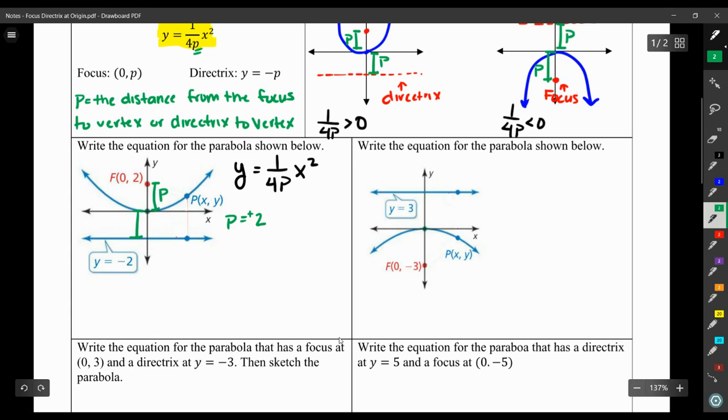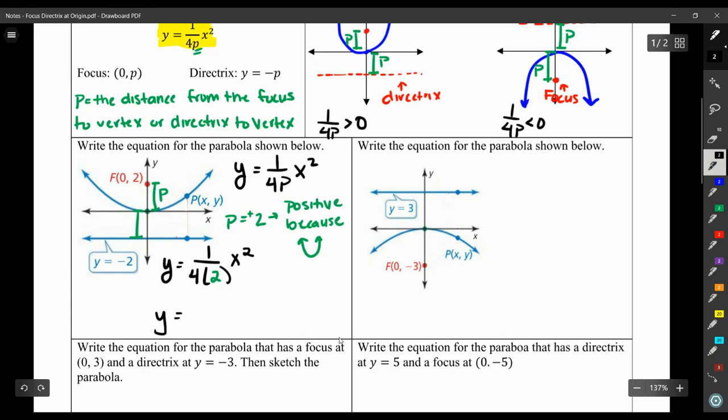Now, it is a positive 2, and the reason why it's positive is because the parabola is opening upwards, which is what makes the p-value positive. If the parabola was opening down, it would be a negative p. So when we write our equation, we're going to have y equals 1 over 4 times our value of p, which is 2, and then x squared. And I know that 1 over 4 times 2 makes 1 over 8 x squared. So here would be my equation for this parabola.